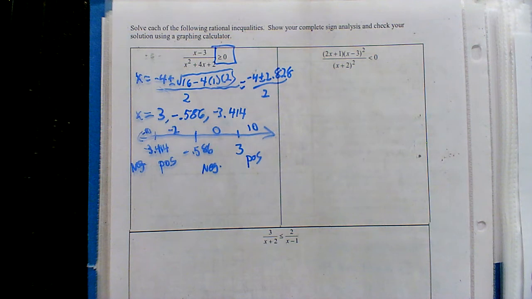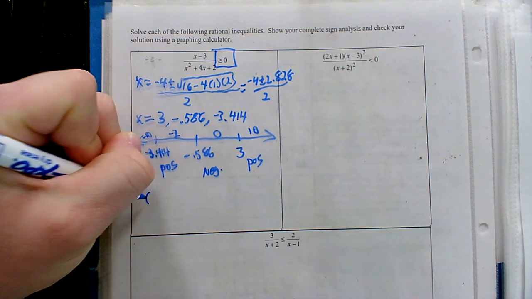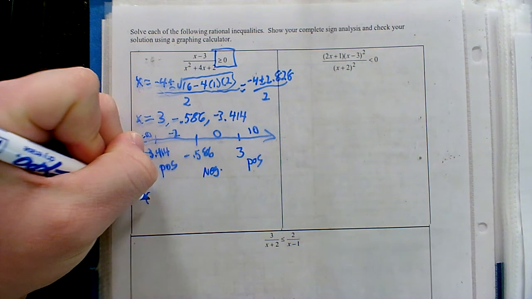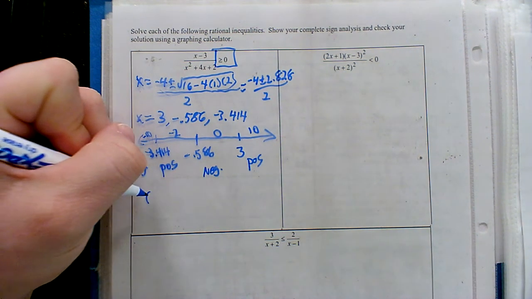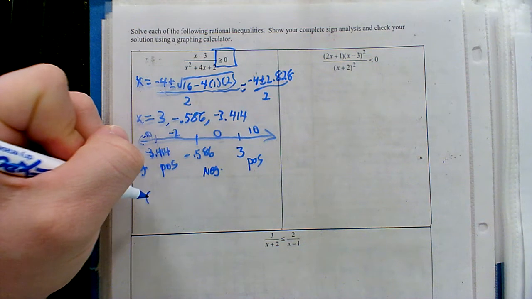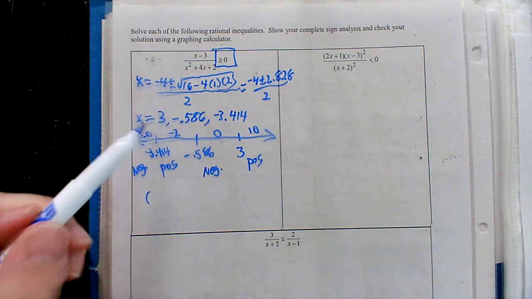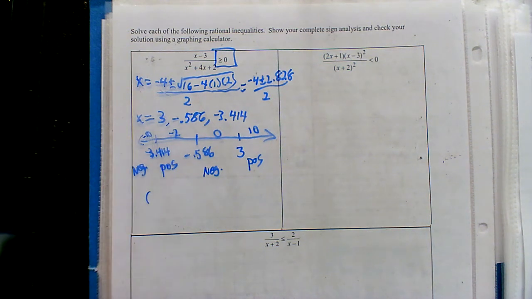We need where it's greater than or equal to. I like where you're headed, Marie, but think about that specific value, negative 3.414. What is that causing our original function to do? How did we find that at the beginning? Was that numerator or denominator? So if the denominator is equal to 0, what's actually happening there?